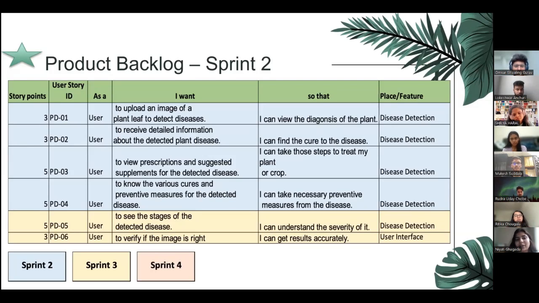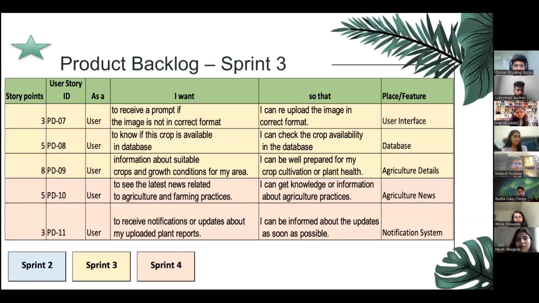As I mentioned in the sprint 3 recap, the stories are that they want to check the stages of the detected disease so they can understand the severity, and the image format. Next slide. Each story is based on the format, the crop being in the database, and the information about the crops and growth conditions in that area. And the red shaded is sprint 4.